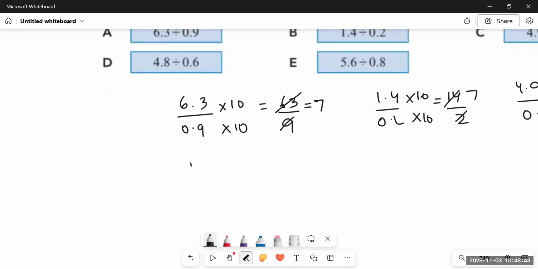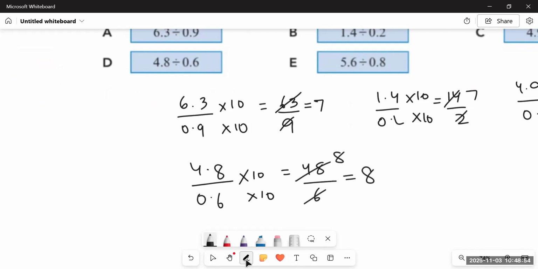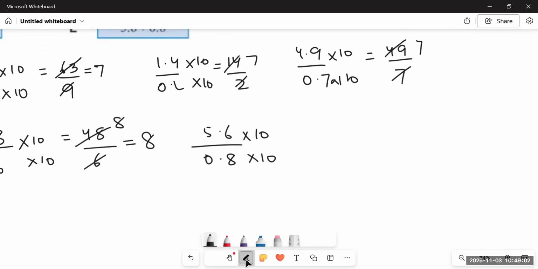Then we have 4.8 divided by 0.6, multiplied by 10 each. It would turn into 48 over 6. And 6 ones are 6, 6 eights are 48. So the answer is 8. 5.6 over 0.8, multiplied by 10 each. It would become 56 over 8. And that's done. I hope it's clear to you now.